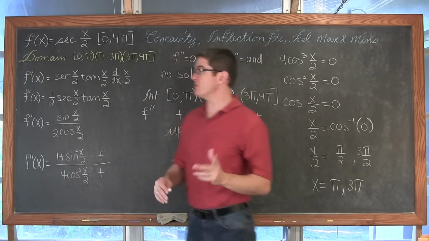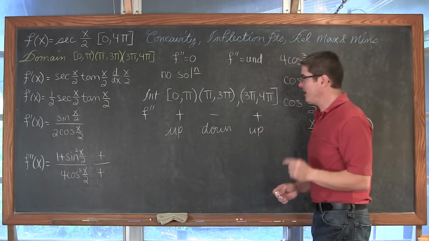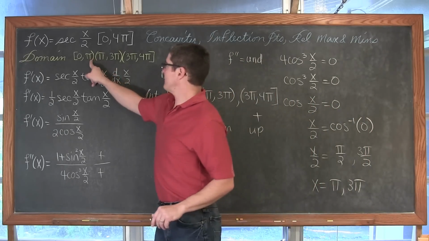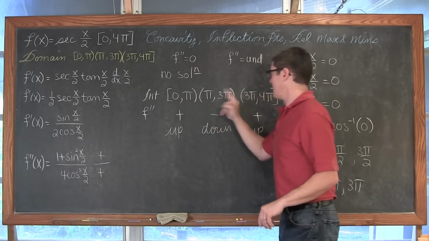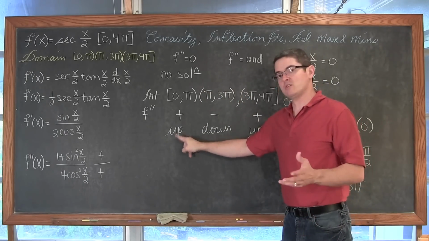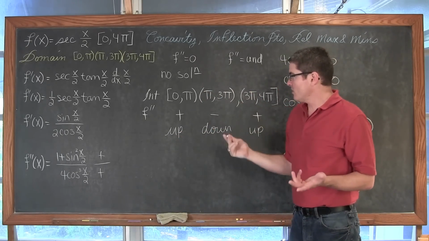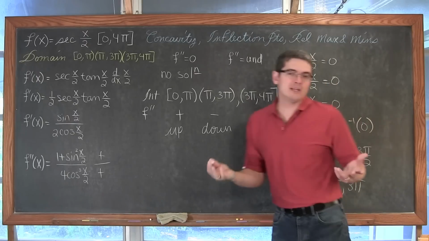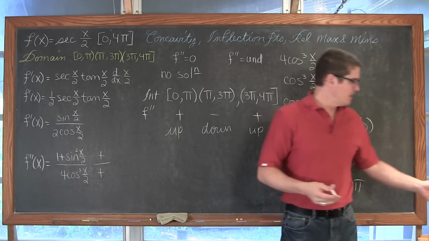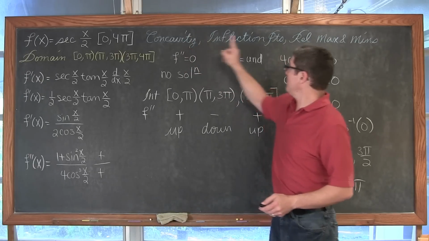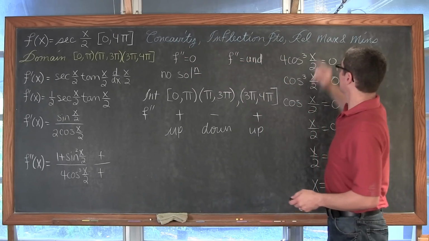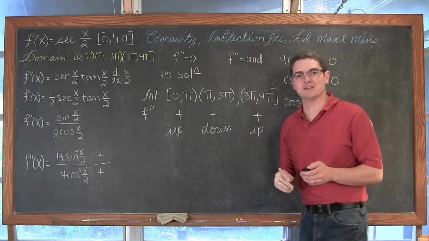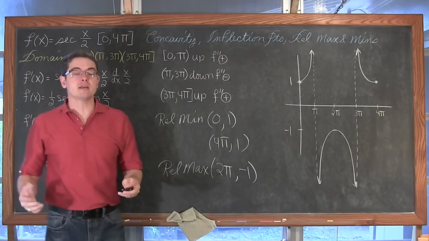But we know that's not what the secant graph looks like. It has a bunch of asymptotes, and we've already checked for our domain, and we know that the function is undefined at pi and 3 pi, which is now where our function is changing its concavity. So you can't have an inflection point where there's an asymptote. So we have our concavity, we don't have any inflection points, but I need some room to find those relative max and mins.